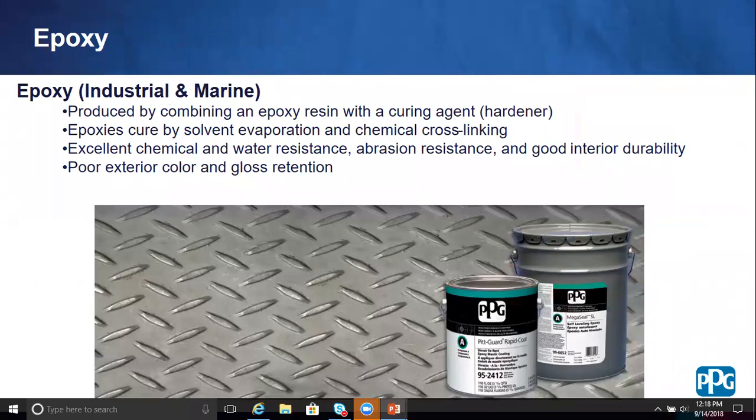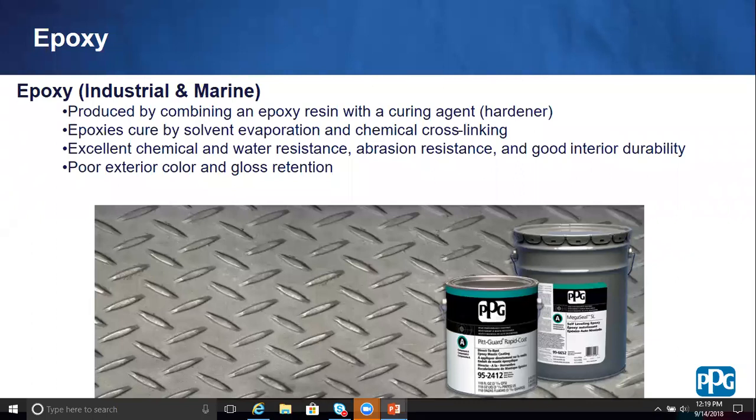So epoxy resins, and we're not going to get too deep in this today, but epoxy resin is a two-component product, and it's typically used for industrial uses and marine uses. These products combine to form an epoxy resin with a curing agent or cure or hardener. So again, you've got a part A and a part B that are mixed together, and you have a chemical cross-linking. The product cures by solvent evaporations, and then these two chemical parts A and part B start to attach to each other, and it gives you a lot more adhesion because of these different reactive sites and stuff.